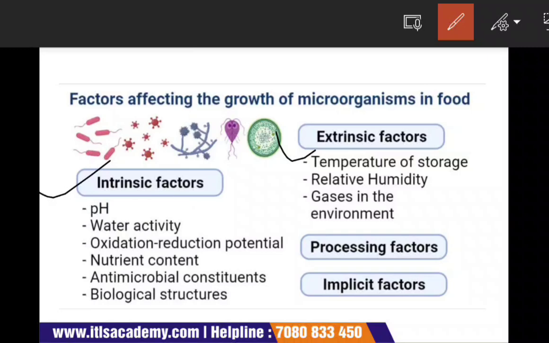So coming to the internal or intrinsic factors, the first factor that affects the growth of microorganisms in food is the pH. Then there is water activity, then the oxidation reduction potential, then nutrient content, then antimicrobial constituents, and the last one is biological structure.